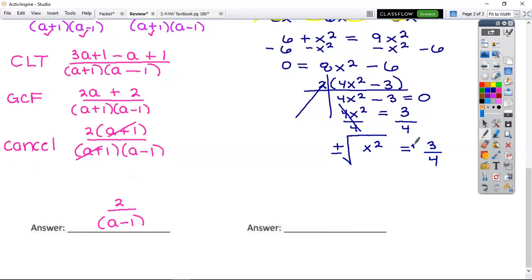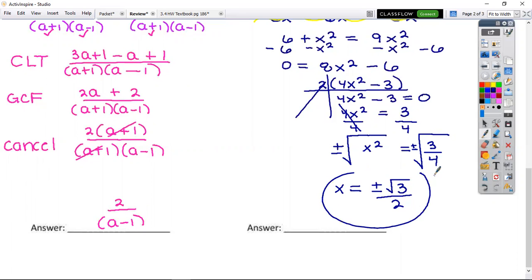I get rid of the squared by taking the square root. And I get x is equal to plus and minus the square root of 3. And then what happens with the square root of 4? What does that become? Just 2. And then your answer just gets left like this.